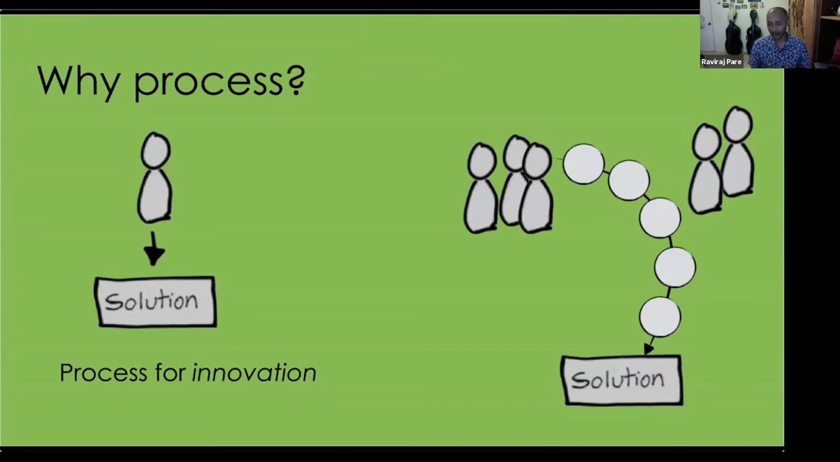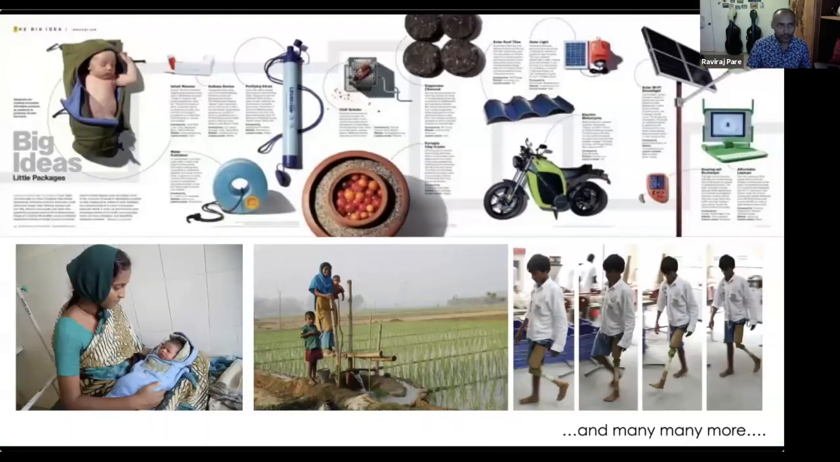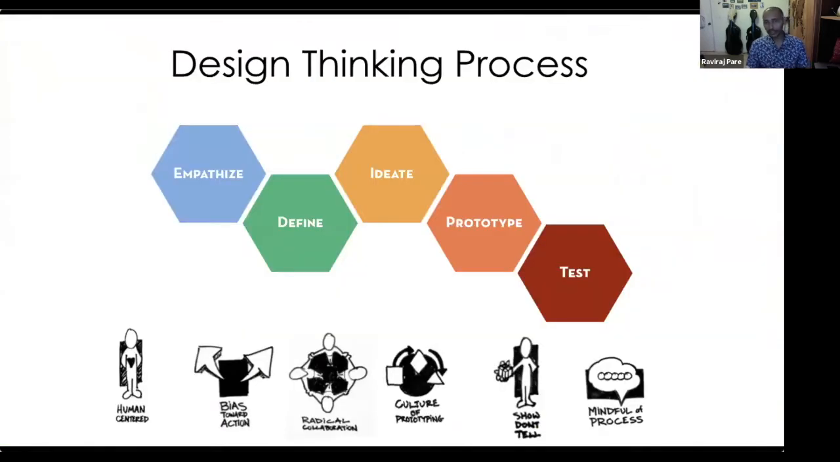That's the power of process. So using these kinds of processes, thousands and thousands of products and solutions have been rolled out, which is changing lives of people all across the world in small and large communities, right? So let's look at what this process is.